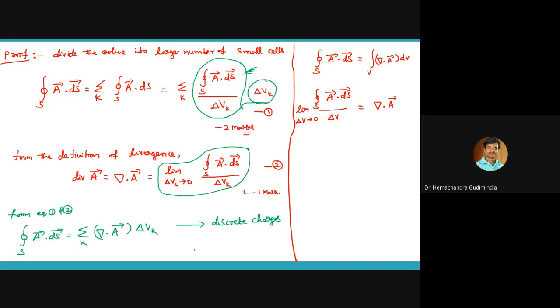If I want to write it for continuous charges, this sigma, which is a summation, will become an integration. You will get the integral over volume of del dot A bar into dV. This is for the discrete case with delta v k, and for the continuous charge we write dV. If you write this equation, you will get 1 mark.